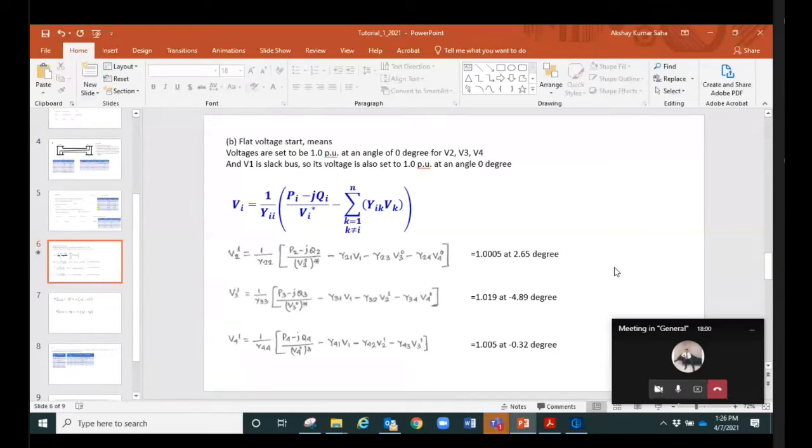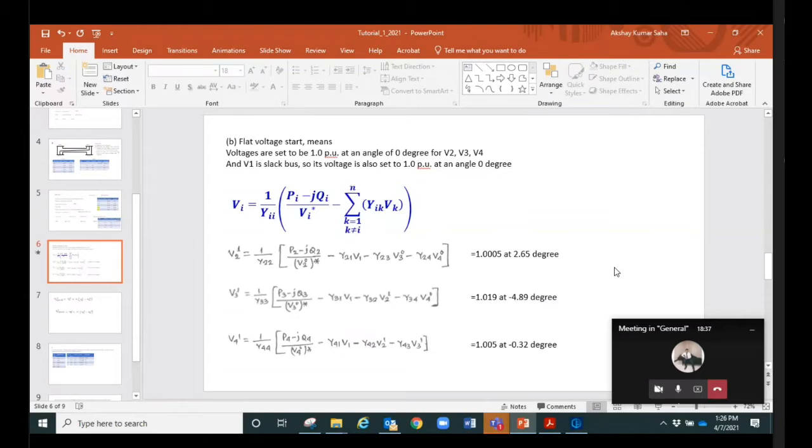The formula is clear now. V21 is equal to 1 over Y22. Y22 is 3.667 minus J11. And then P2 is 0.5, Q2 was given minus 0.2, so it will become 0.5 plus J0.2 on the numerator. And V2 was 1 at an angle 0 degree, its conjugate is 1 minus J0 now, so 1 plus J0 was the original V2 0.